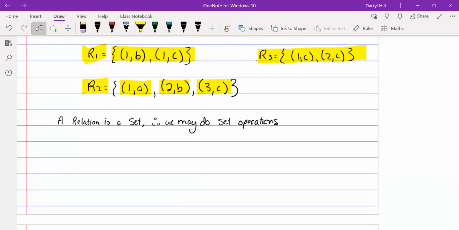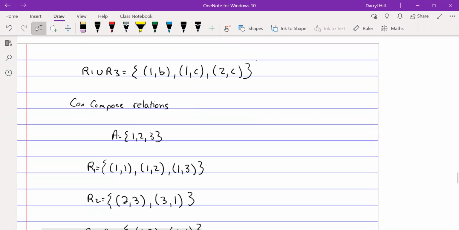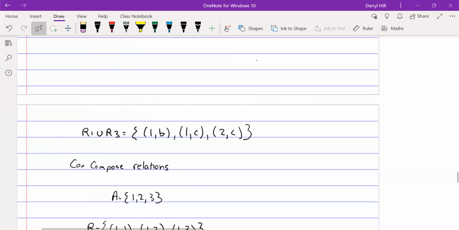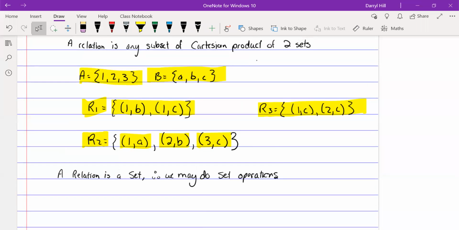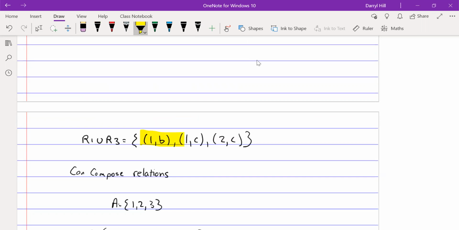And so a relation is a set, so we can also do set operations, right? If we take R1 union R3, well then I take each distinct element. So I have 1 comma B, 1 comma C. I have 1 comma C here again. Well, it's a set, so I don't repeat it. And I have 2 comma C. So R1 union R3 has these 3 elements.